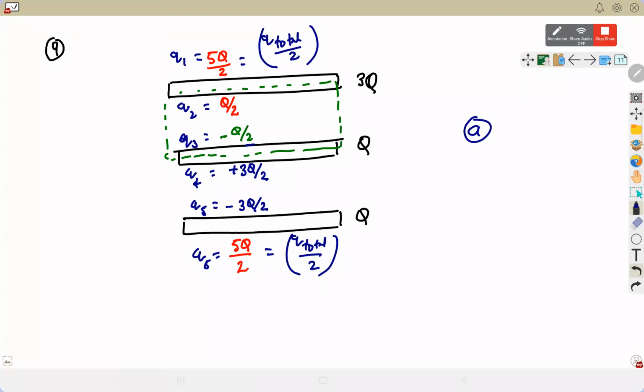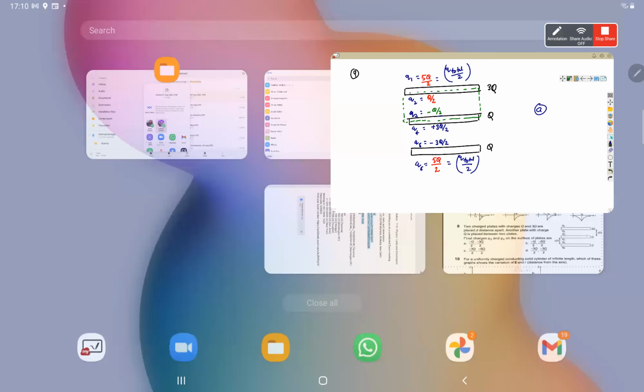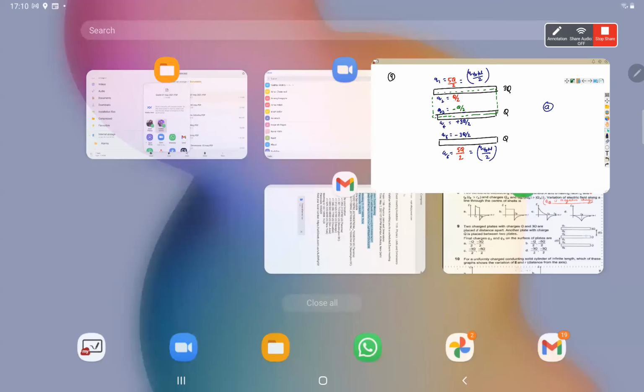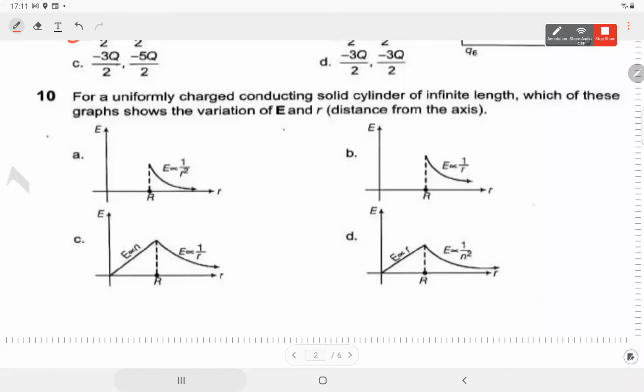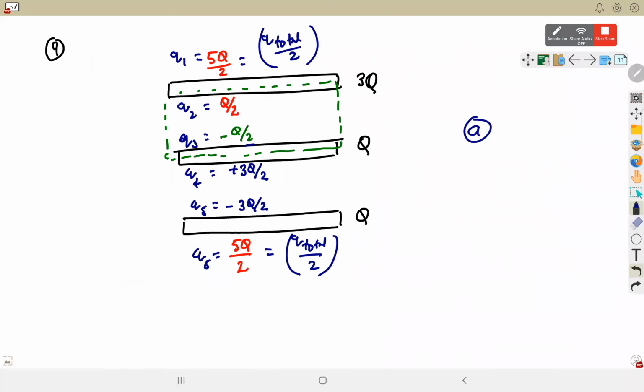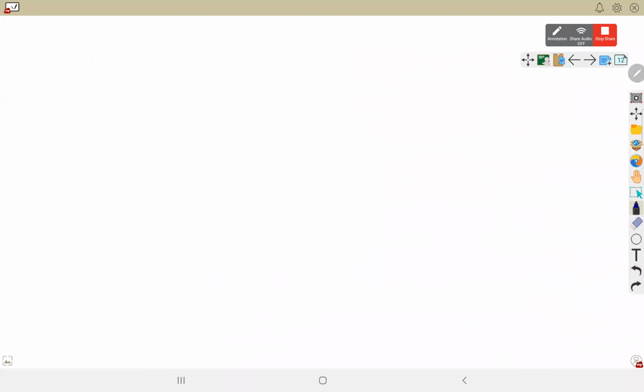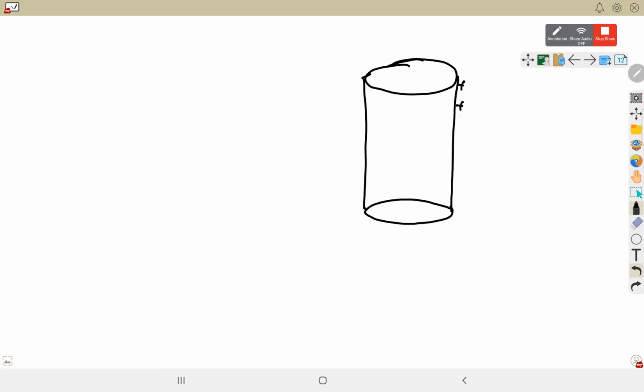For a uniformly charged conducting solid cylinder of infinite length, which of these graphs shows the variation of E versus R? Okay, question number 10. This is a thick solid cylinder. Thick solid cylinder means inside the cylinder electric field will be 0. Outside the cylinder it will become k lambda by r. This is the thick cylinder having a charge. In a conductor, the charge is on the surface, inside there is no charge.